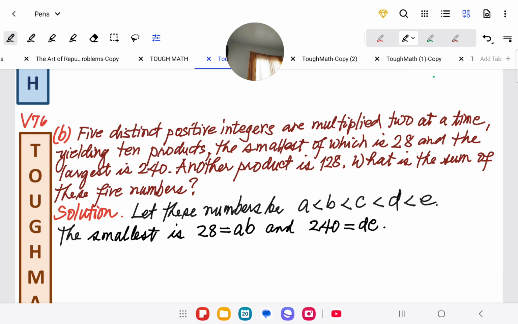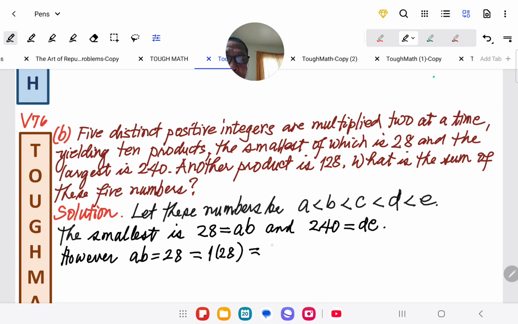Now, there are many possibilities for 28. However, AB, which is equal to 28, can be the product of 1 and 28, or the product of 2 and 14, or 4 and 7.